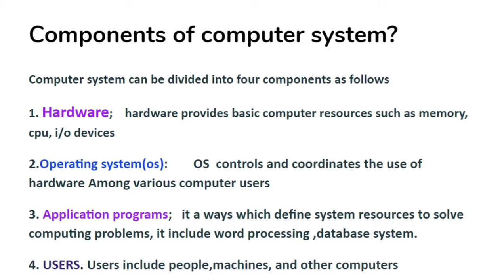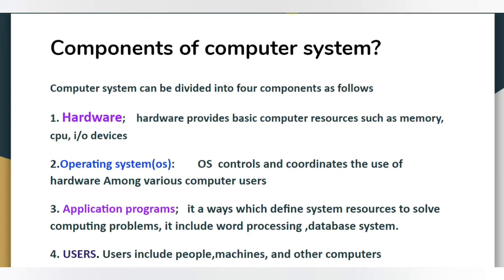We have the second component of a computer system, which is called the operating system. The OS controls and coordinates the use of hardware among various computer users. So the operating system manages the computer resources such as memory, input output devices, to perform different operations, and when more than one user uses programs, the operating system divides the computer resources among different users. In the coming tutorial we will explain the operating system in detail. It is just a component of the computer system.